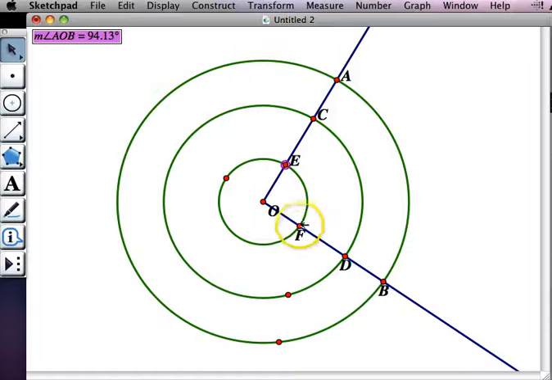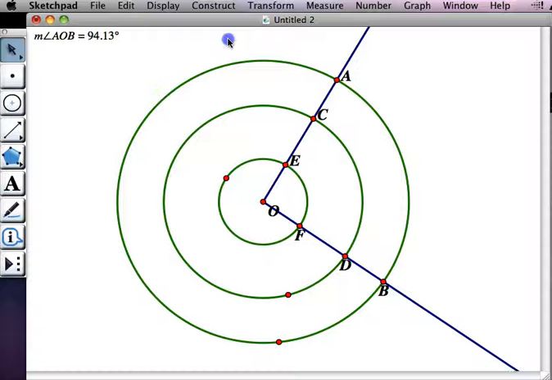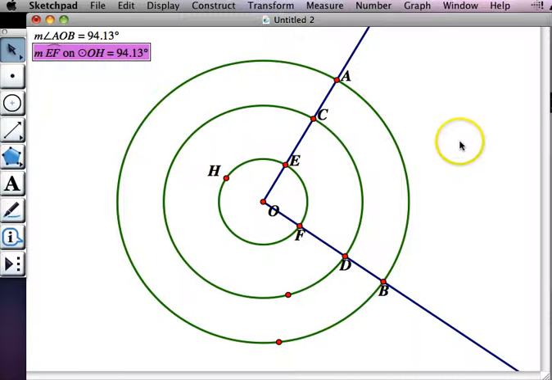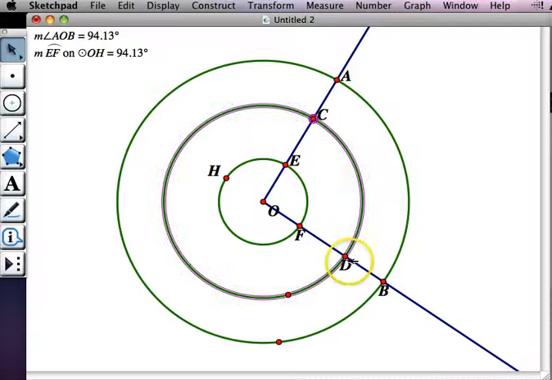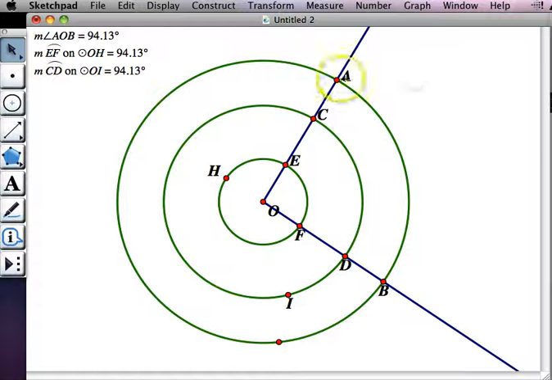So I can measure this arc. I have too many things selected, so I can do that again. I can measure this arc angle. I can measure this one. I'm selecting the points and the circle, so I can measure the arc angle. And I can measure the arc angle of this one too.